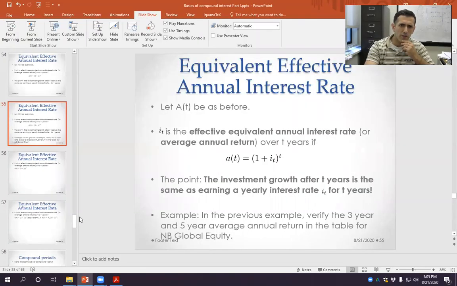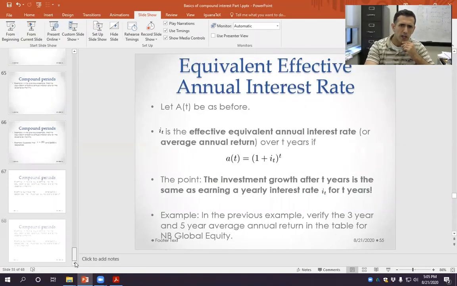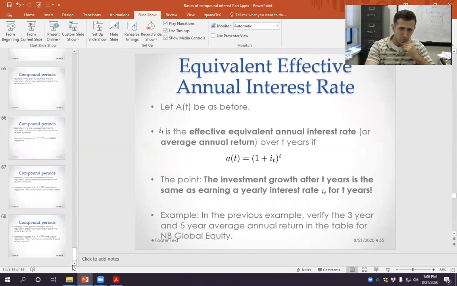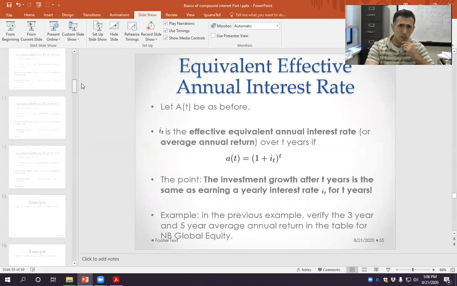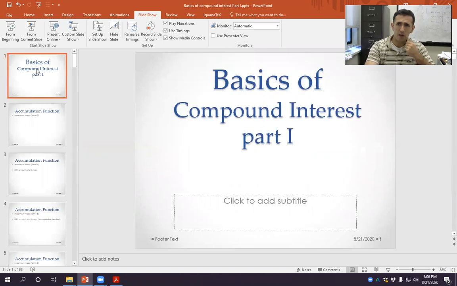Okay, so that finishes up the first part of compound interest, and I'll put up another video soon, in the next few days, on the second part of compound interest. And then probably next week we'll dive into annuities.